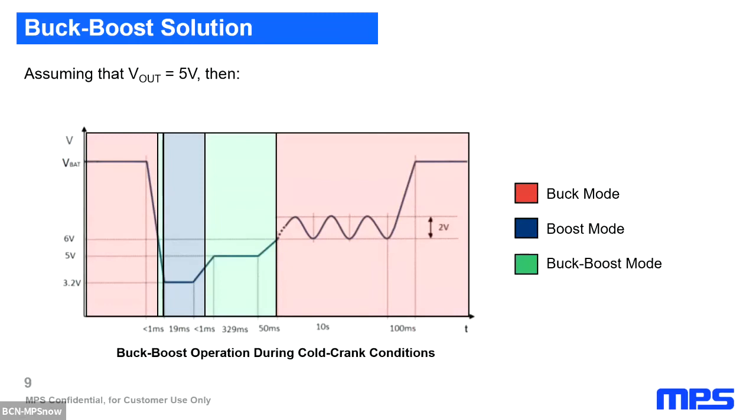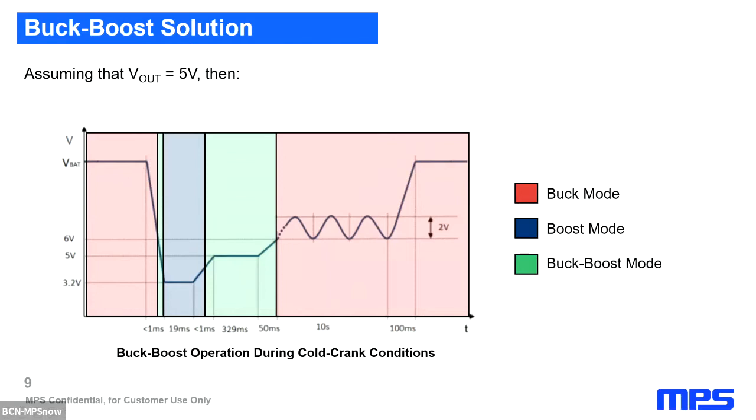To clearly see what happens during cold crank, this slide presents how the converter will theoretically work. Assuming an output voltage of 5 volts, at the beginning of the profile, when the input voltage is around the battery voltage of the car and starts to decrease, the converter will work in buck mode. This is seen in red.